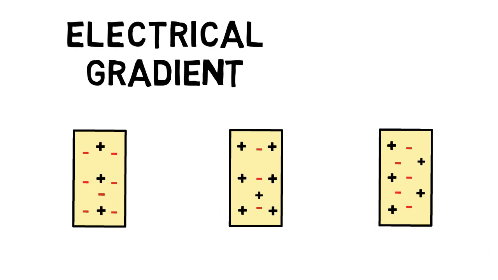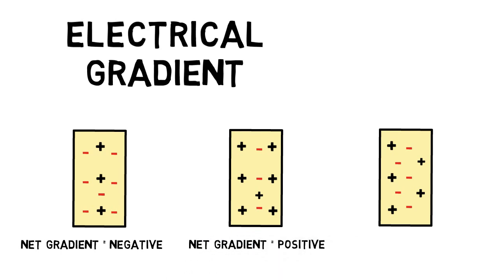In the first one, there are a lot of negatives inside and only 3 positives, so the net electrical gradient will still be negative. In the second chamber, we have the opposite where there are more positives than negatives, so you know that the net electrical gradient for this chamber is positive. While the last chamber has equal charges, so zero net gradient, or in terms of charges, neutral if I may.